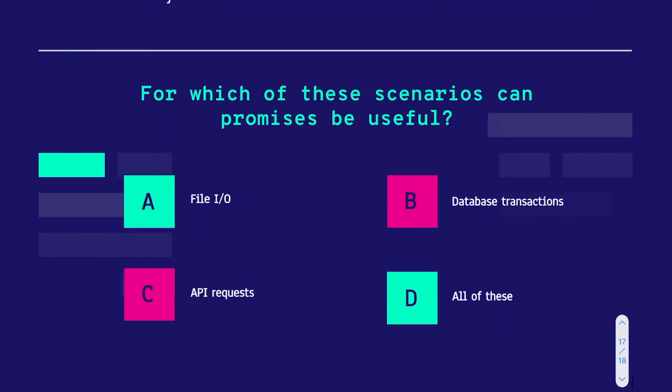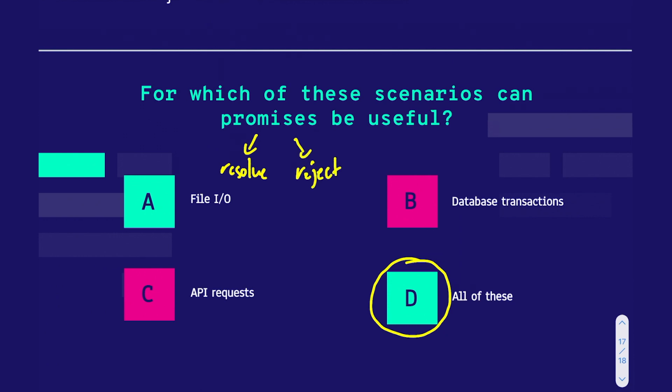Alright, next question. For which of these scenarios can promises be useful? A, file I/O, B, database transactions, C, API requests, or D, all of these? The correct answer is D. Let's talk through each of these. Promises, as you might recall, are good for when you need to wait for something and you're not quite sure if you're going to get a positive or negative response. So you might resolve the promise or you might reject it.